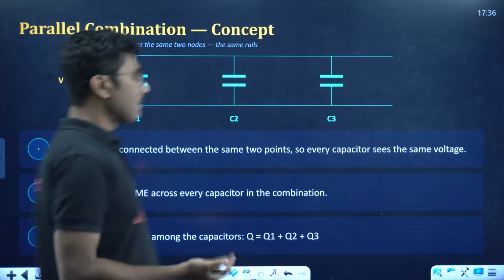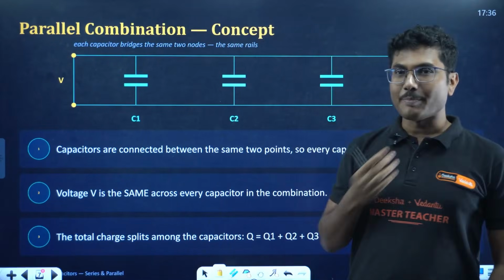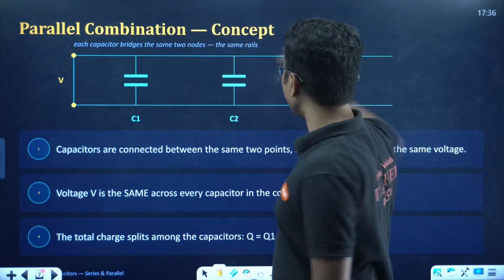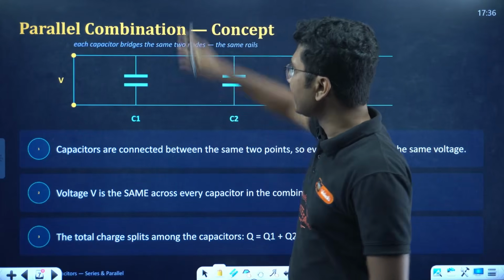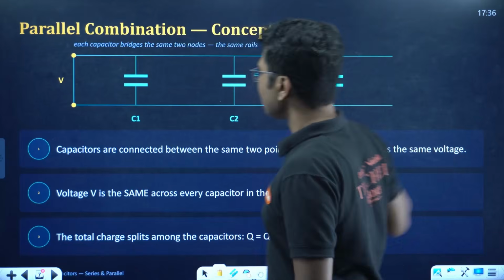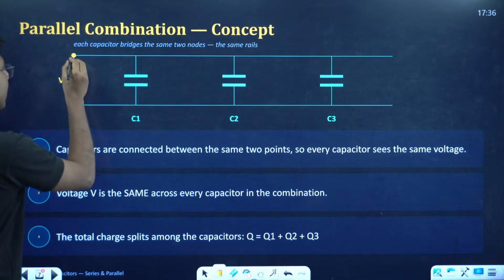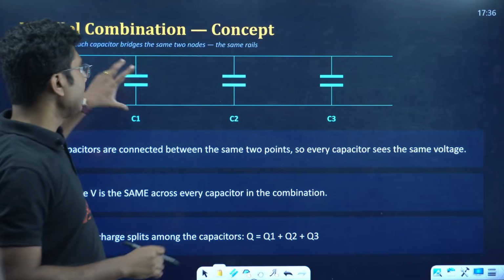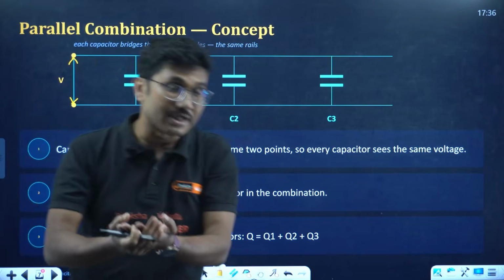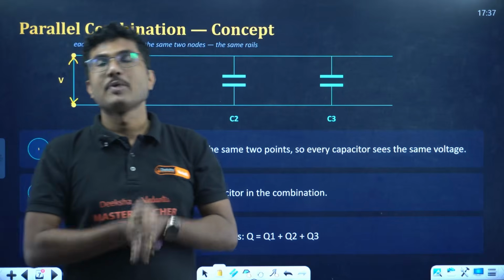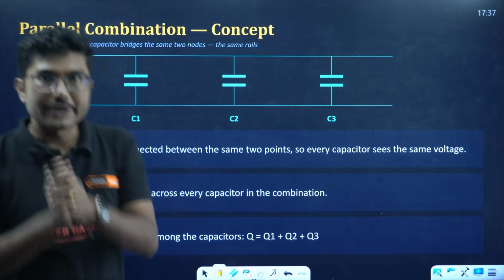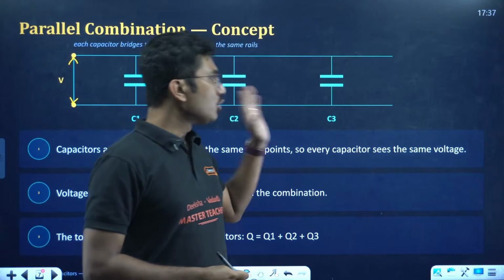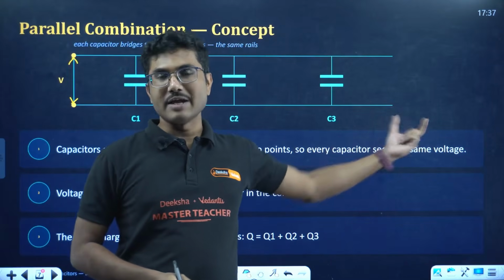Now, the parallel combination. What is a parallel combination? It bridges the same two nodes. Basically, you take one line over here, one line over here, and then you connect the capacitors one by one. That is called a parallel combination. The voltage across each capacitor remains the same. In a series combination, charge remains the same; in a parallel combination, voltage remains the same. Capacitors are connected between the same two points, so every capacitor sees the same voltage.